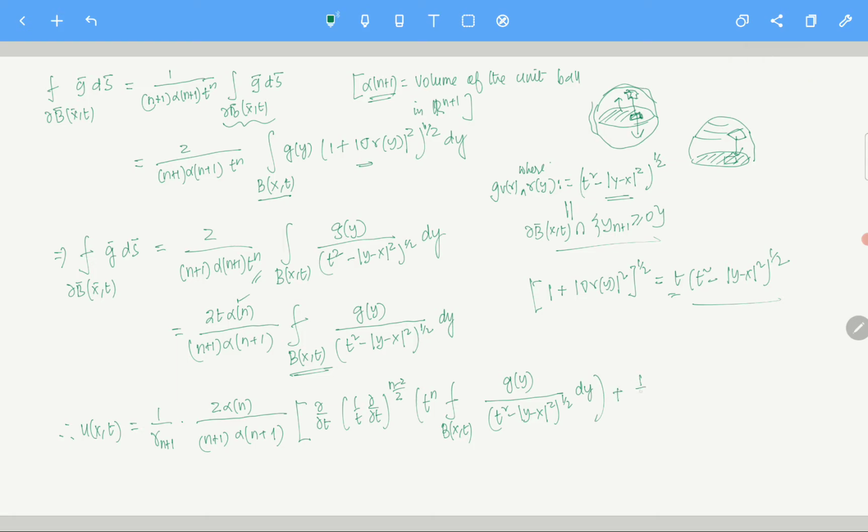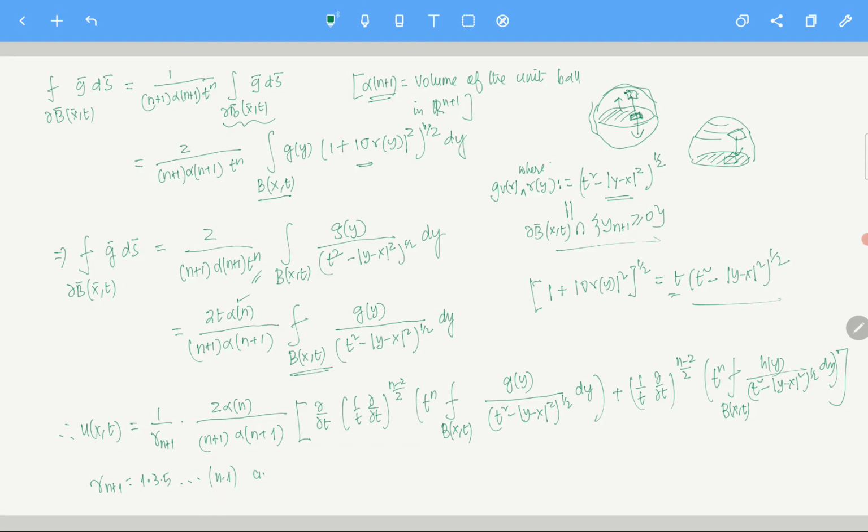plus 1 by t del t whole power n minus 2 by 2, t power n, the average of bxt, h of y by t square minus y minus x square whole power half, dy. Clear? Of course, you remember gamma n plus 1 is 1 times 3 times, and so on, times n minus 1.